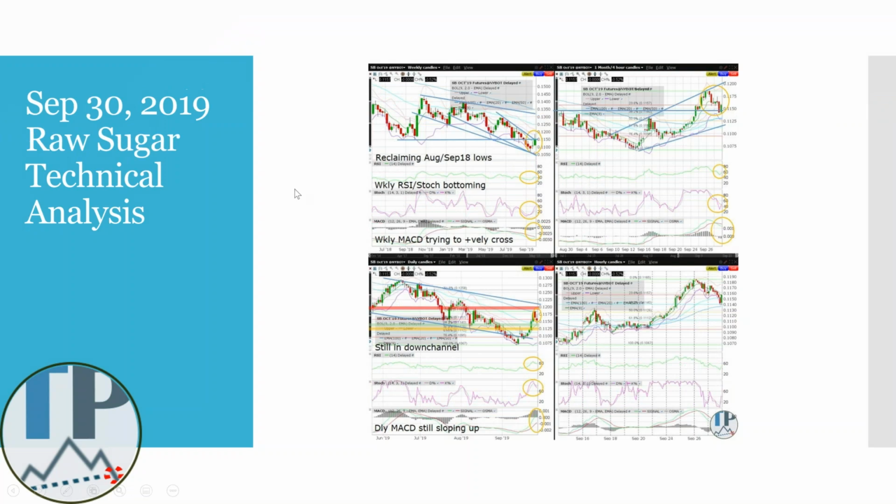And my third idea that day was basically on raw sugar. On raw sugar, you can see that we were looking on the weekly chart at a break above this descending wedge resistance. And keeping in mind September 30th, that would have fallen on Friday. Okay, so this screenshot would have been basically the Thursday closing price action.